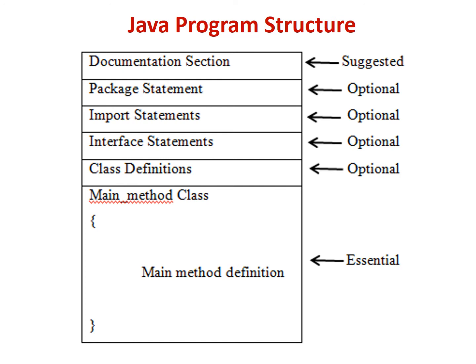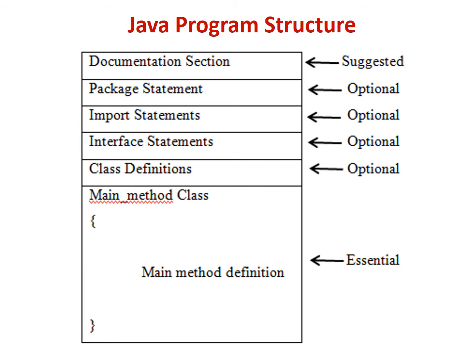Next is the package statement. This statement declares a package name and informs the compiler that the classes defined here belongs to this package. Import statement. This is similar to include statement in C and C++. Using import statements, we can have access to the classes that are part of other named packages.